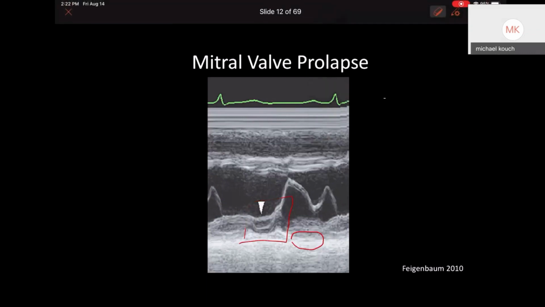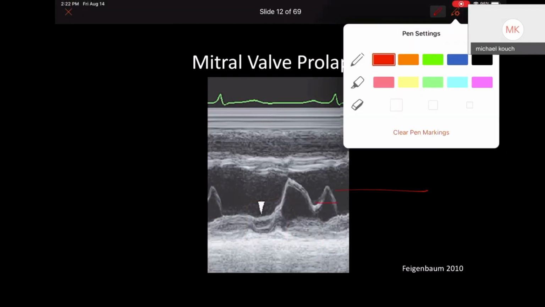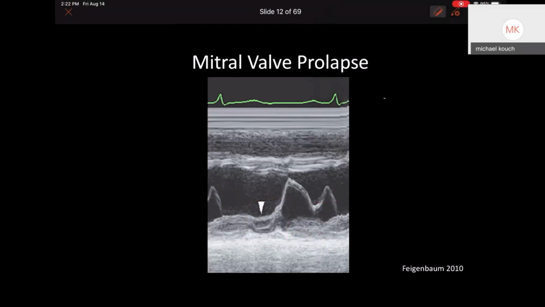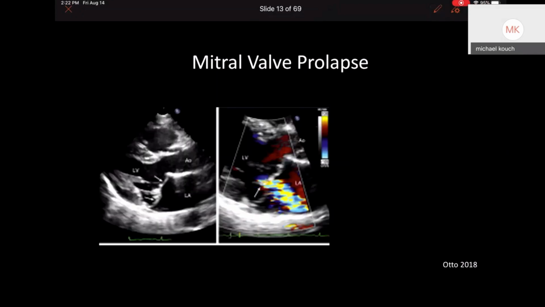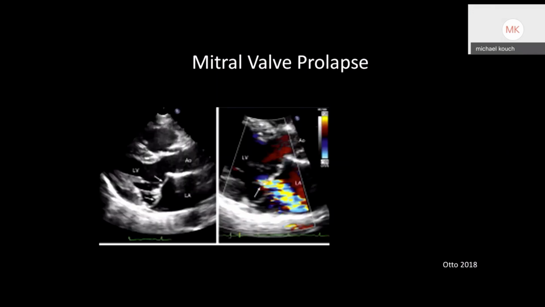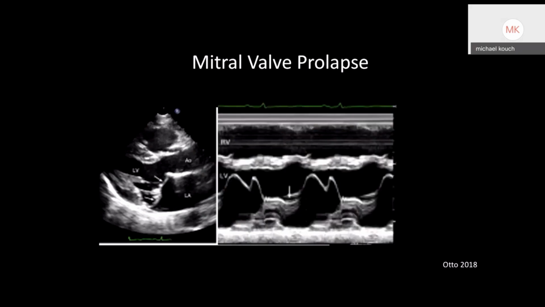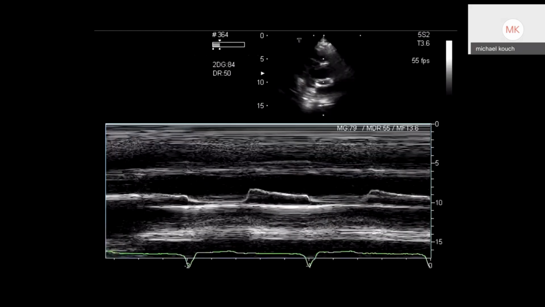Let me just delete this. And here's just once again another example of mitral valve prolapse. And again, when we have prolapse, we're having opening of that mitral valve so that you're going to have regurgitation backwards. So if you put your color flow Doppler in that same region, you may see an area of regurgitation. Again, apparently when I made this lecture, I really love mitral valve prolapse.